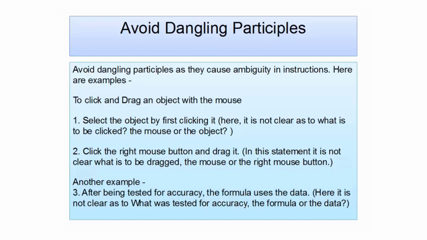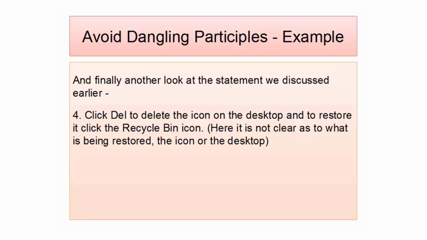Another example. After being tested for accuracy, the formula uses the data. Here it is not clear as to what was tested for accuracy, the formula or the data. And finally, another look at the statement we discussed earlier. Click del to delete the icon on the desktop, and to restore it, click the recycle bin icon. Here it is not clear as to what is being restored, the icon or the desktop.